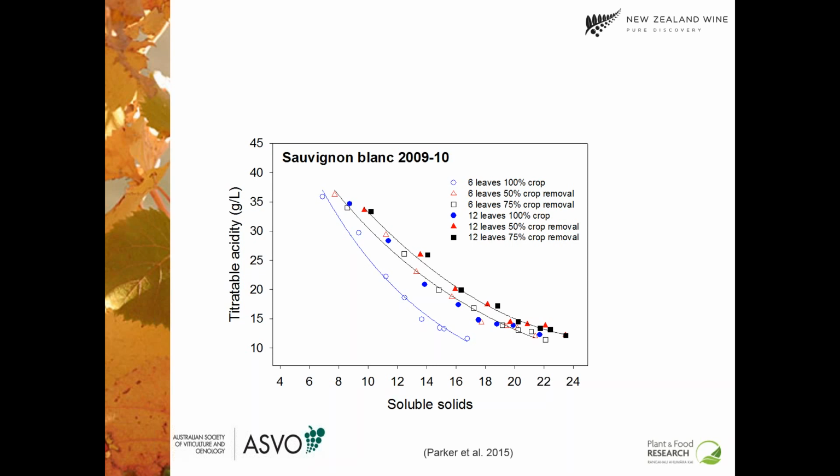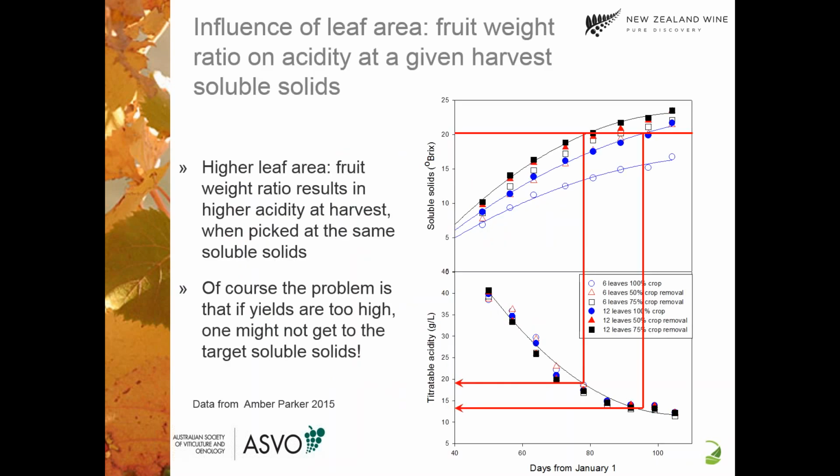Here we've got the titratable acidity now plotted against the soluble solids rather than against time. And as practicing viticulturists, we tend to be looking to harvest fruit at a target soluble solids rather than on a particular date. So just to summarize, the higher the leaf area to fruit weight ratio, the higher the acidity at harvest when the fruit is picked at the same soluble solids.